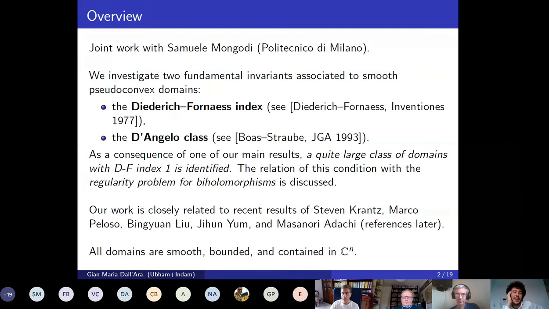But let me begin. Here I put as a reminder the fact that when I forget to say that a domain is smooth or bounded, this is always assumed implicitly. So if I forget, always think about a domain as smooth and bounded in Cn. Most of what I'm going to say works on more general manifolds, certainly on Stein manifolds, and certain results also even on more general manifolds. But I will stick to Cn for simplicity.